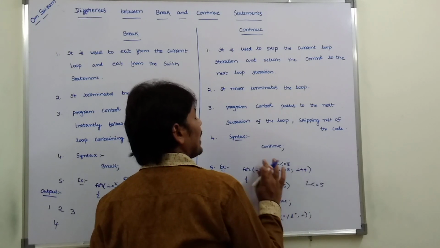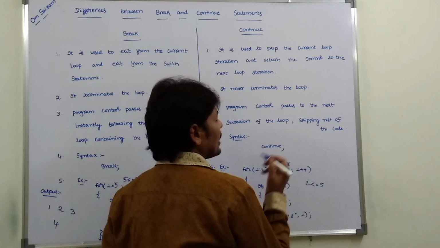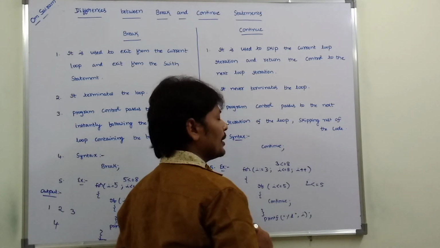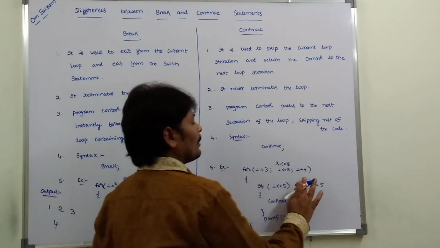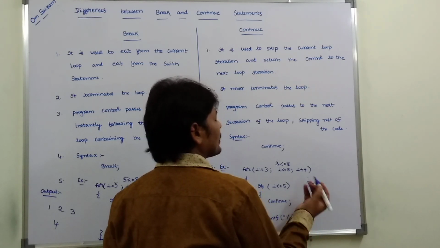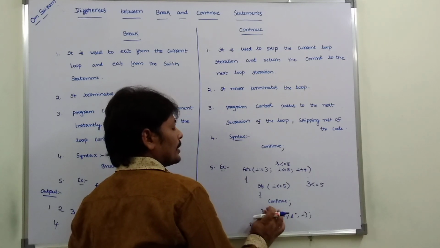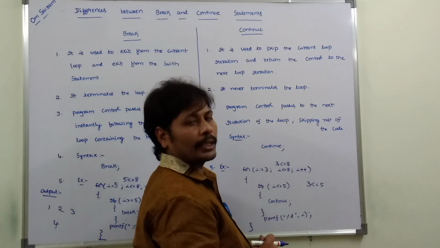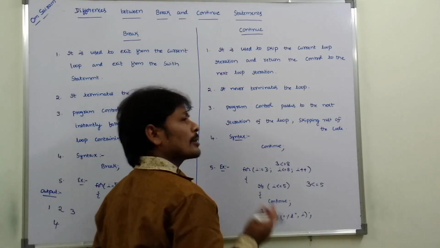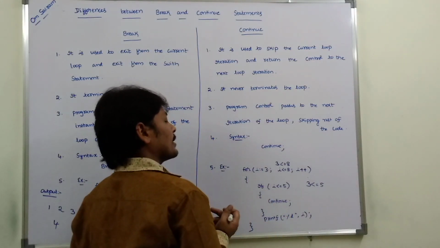Next iteration, I value is incremented. Now I value is 3. So 3 less than or equal to 8. Condition true. The control enters into the body of the loop. If I less than or equal to 5, I value is 3. 3 less than or equal to 5. Condition true. Then continue statement is encountered. Again the control stops the current iteration, then goes to the next iteration.